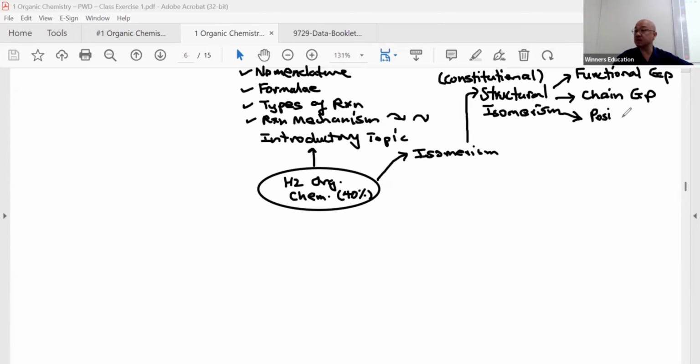Especially important is positional isomerism in arenes. Remember, you've got 6 sides. It keeps coming out, right? This is our question. Positional isomerism. Sorry, not chain group. Chain isomerism. Functional group, chain, and positional isomerism. Good. Now, then we go to the next one.